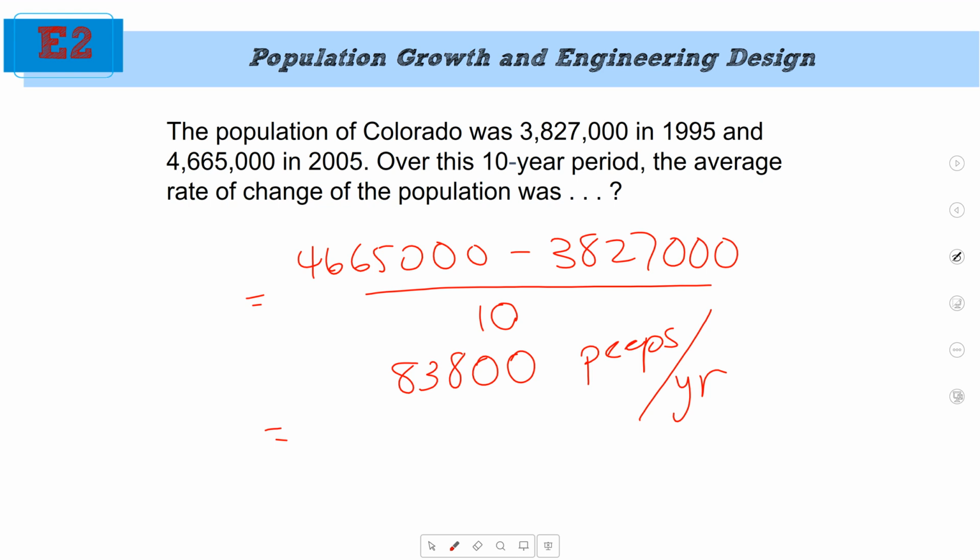Now, suppose you get an answer that's not exact. Suppose I got an answer like 83,800.7. What do you do with that? Do you leave it as 83,800.7? Why not?